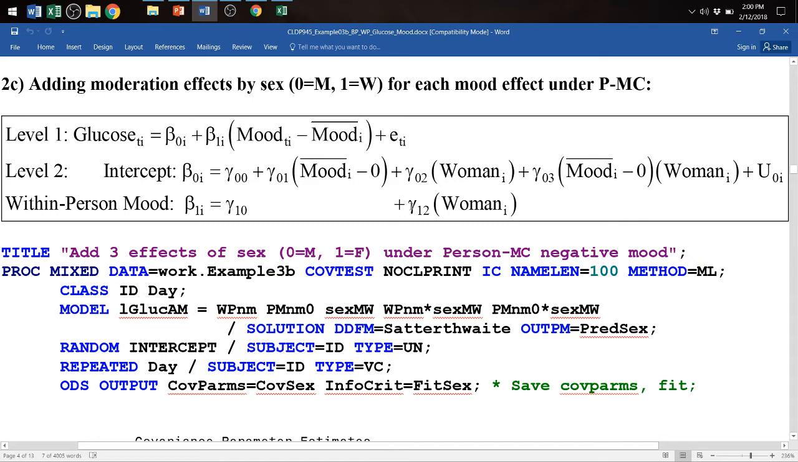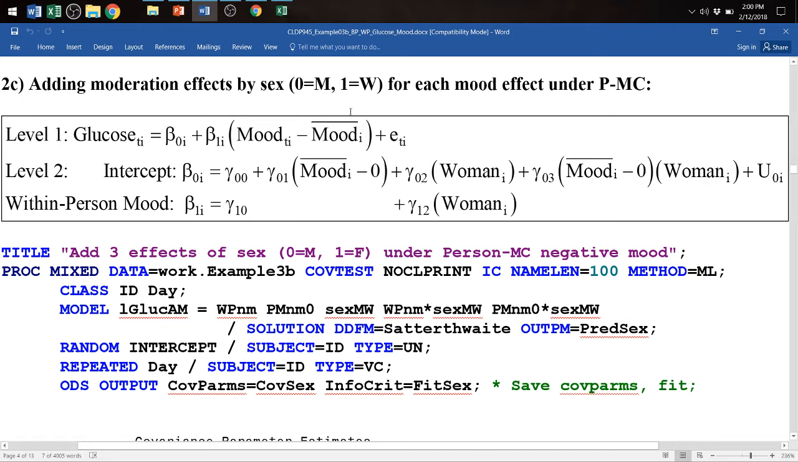And now I am adding an interaction between gender and within-person negative mood. That's the gamma 1, 2. I left a space here for what would have been gamma 1, 1 because that would have been an intra-variable interaction. That would have been person mean negative mood by within-person mood. I could have added that, but we're not ready for it yet. Moderated by gender is enough for today.